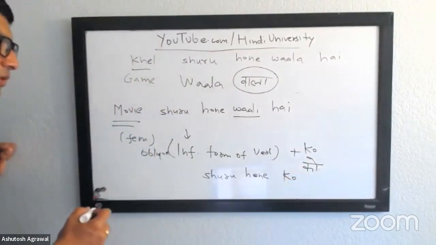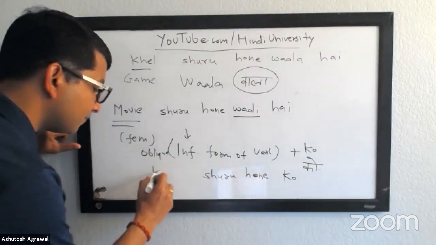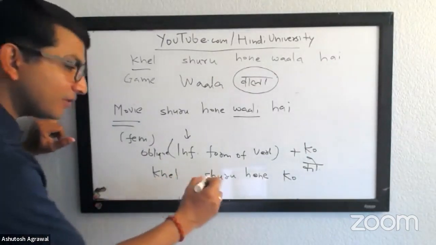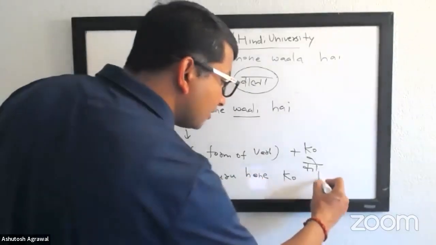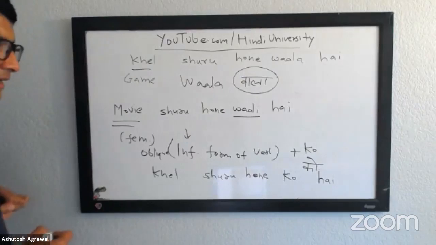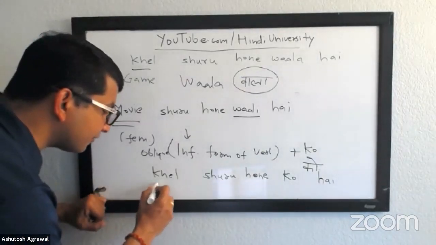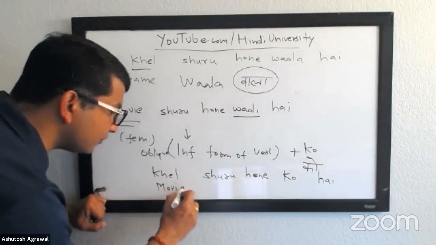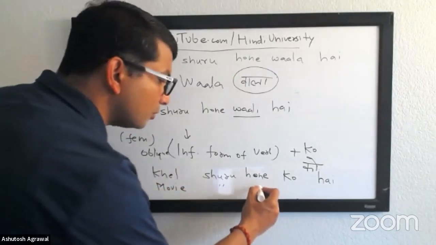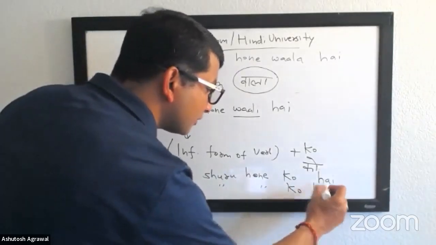Okay, so what will be your sentence now? खेल शुरू होने को. Very good. खेल शुरू होने को है. Right? खेल शुरू होने को है. And then the other one would be, if it is movie, it would be मूवी शुरू होने को है. Beautiful. Movie शुरू होने को है.